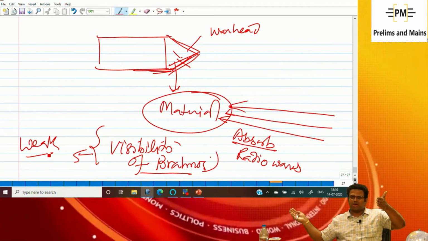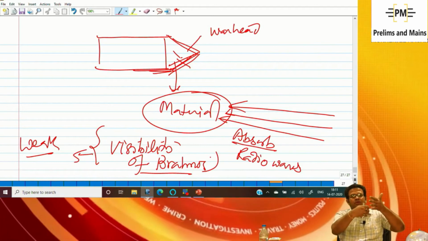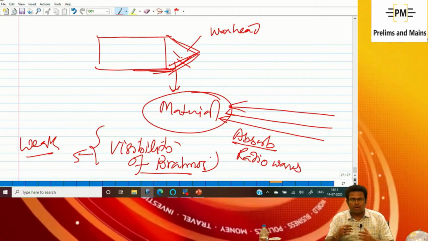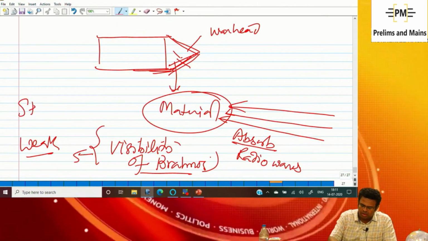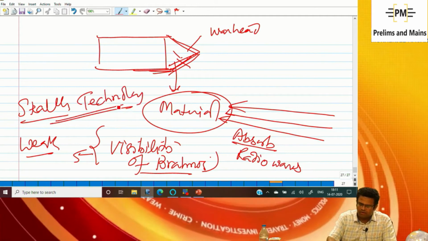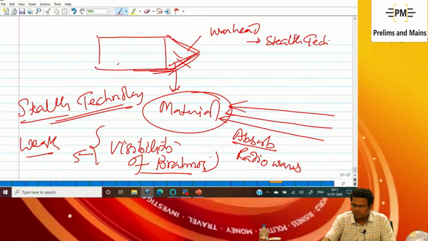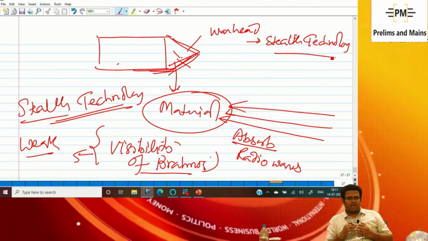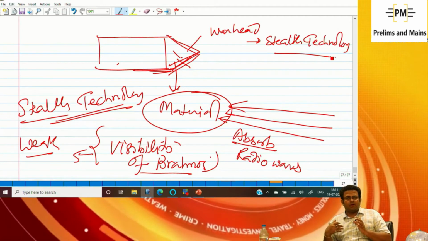But BrahMos, when the radar is sending radio waves, most of the waves are transparent and move away. So it is absorbed and very few radio waves return. So the visibility of BrahMos to the radar is very weak. Therefore it is a kind of stealth technology. So we can say that our BrahMos has stealth technology, it is able to hide itself. The radar cannot detect our BrahMos.